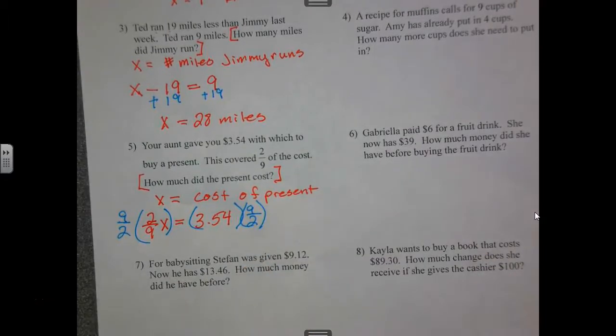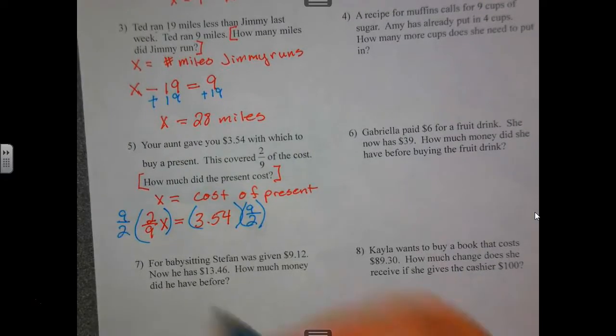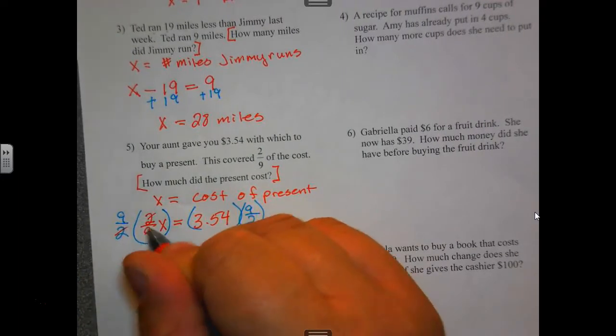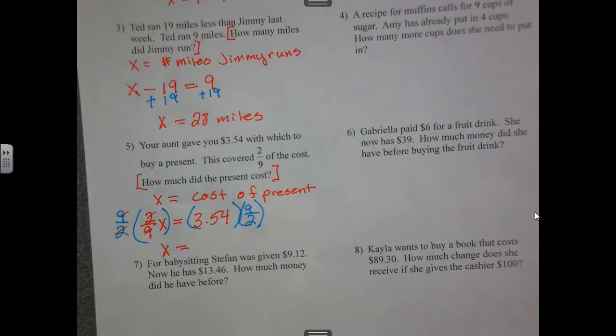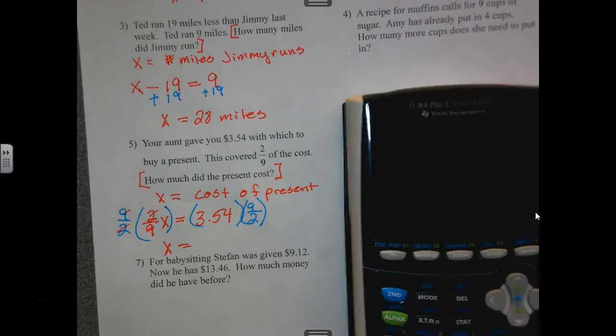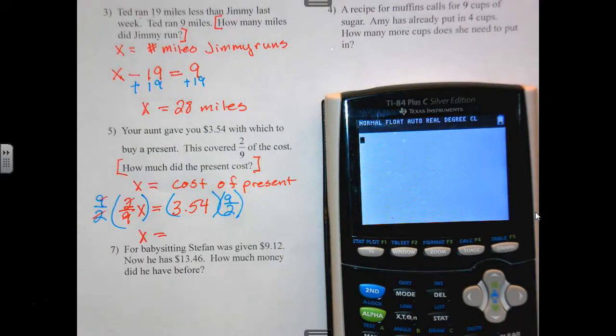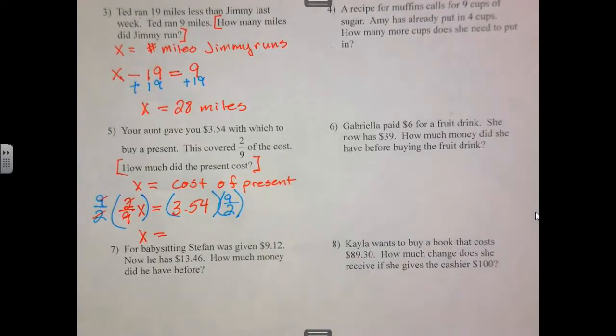So you get out your handy calculators, and x, because these all cancel to 1 times x is x, $3.54 times 9/2 is, drum roll please. Kind of hoping somebody would do this for me. How about $15.93?